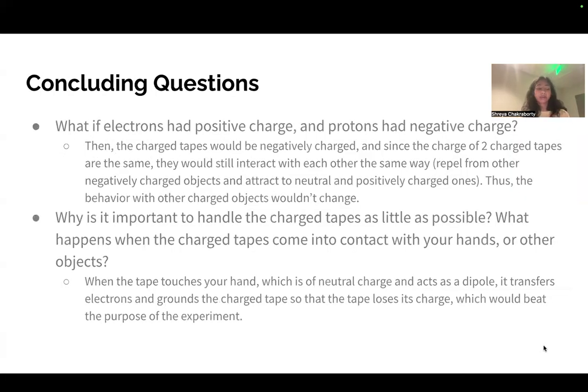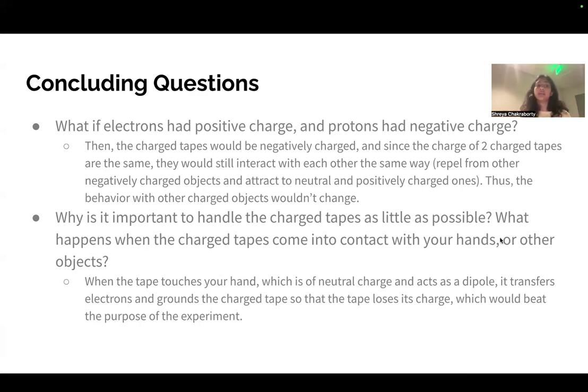So to sum things up, with two concluding questions: if we consider that electrons have positive charges and protons have negative charges, if they're flipped, I believe that the same things would happen and the interactions would be the same, because fundamentally oppositely charged objects would attract and the same charges would not. So I think a lot of the interactions we saw in this lab would still remain the same.